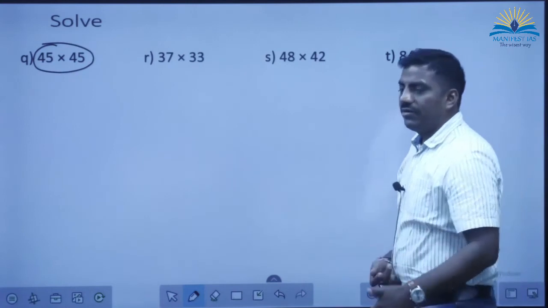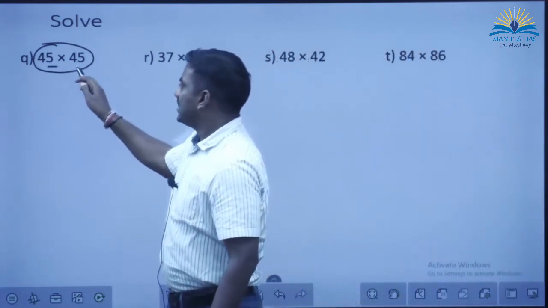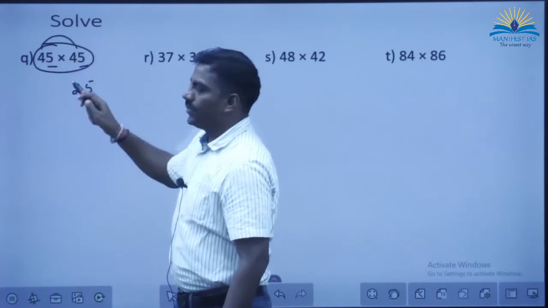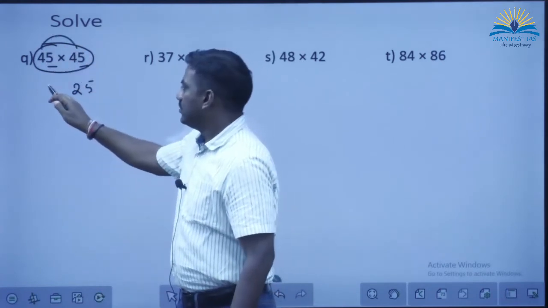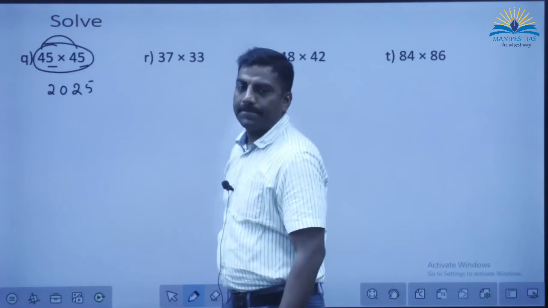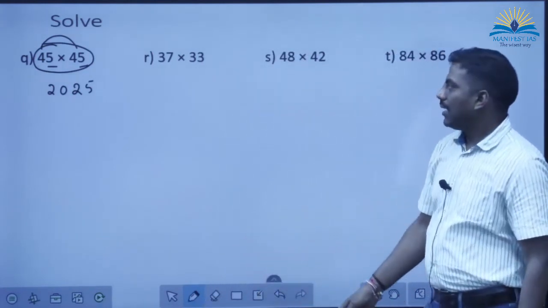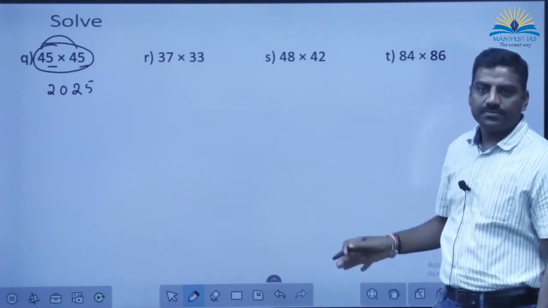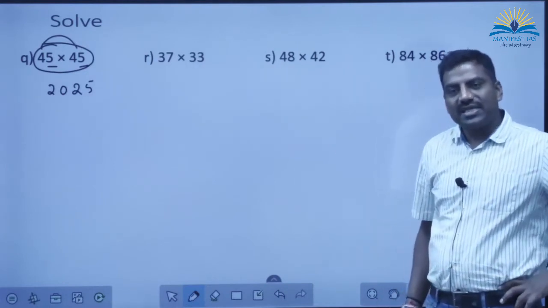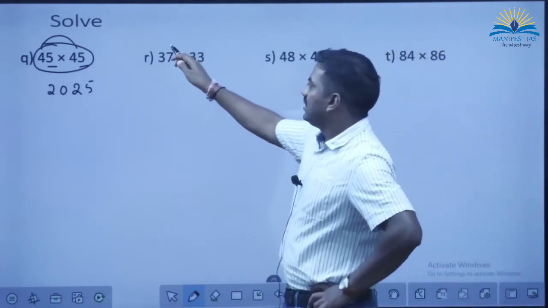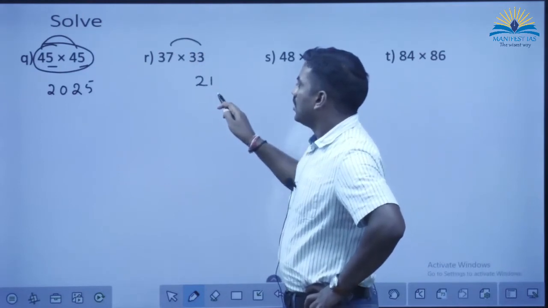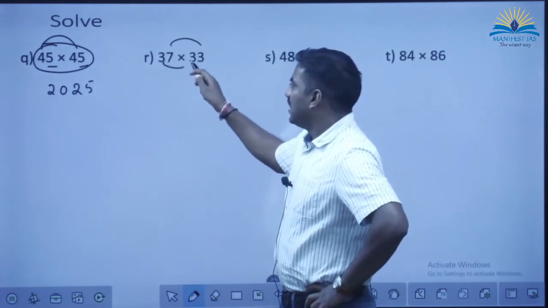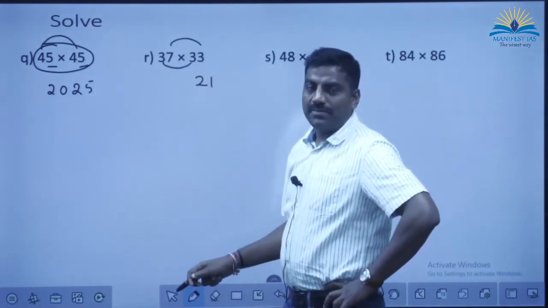Okay. What did we do then? 5 5s are 25. Instead of 4 4s are, 4 5s are. Correct? Apply the same method here. That is why I have given these problems along with this. Apply the same method. 7 3s are 21. Instead of 3 3s are, 3 4s are.